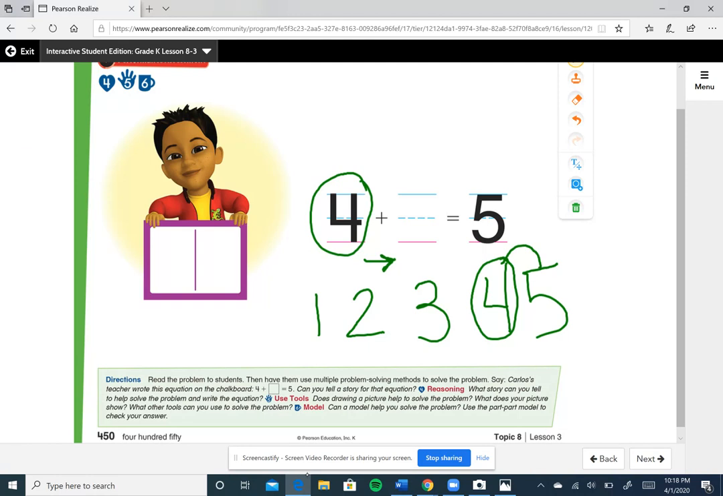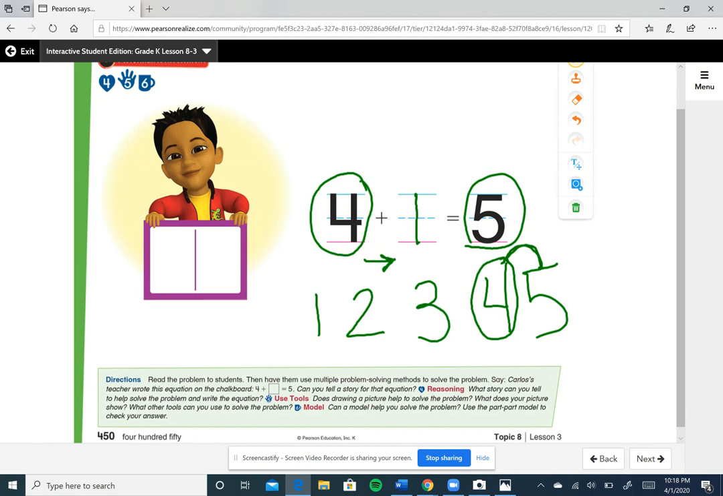What number do we have to get to? 5. And we're at 5. So I better not do any more jumping, right? How many jumps did it take to get from 4 to 5? Just 1, right? So we're going to write our 1 jump right there. So it says 4 plus 1 equals 5.